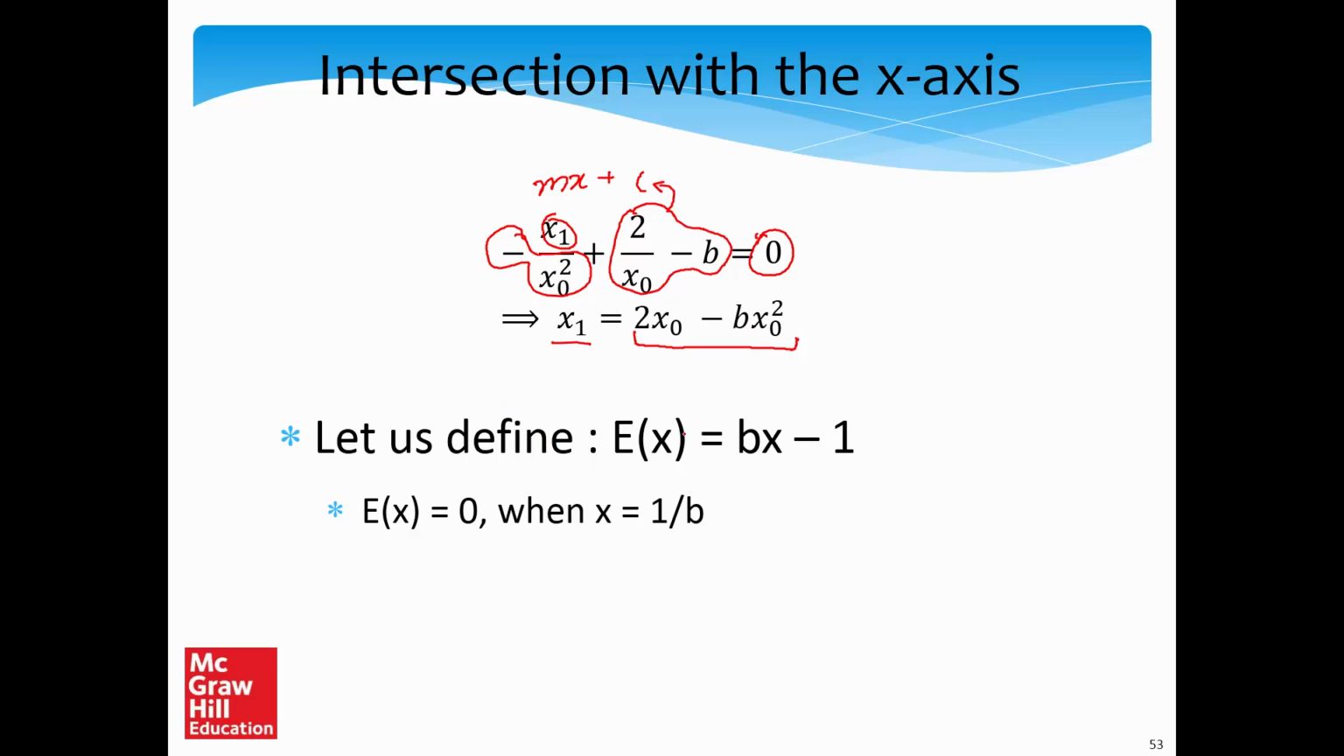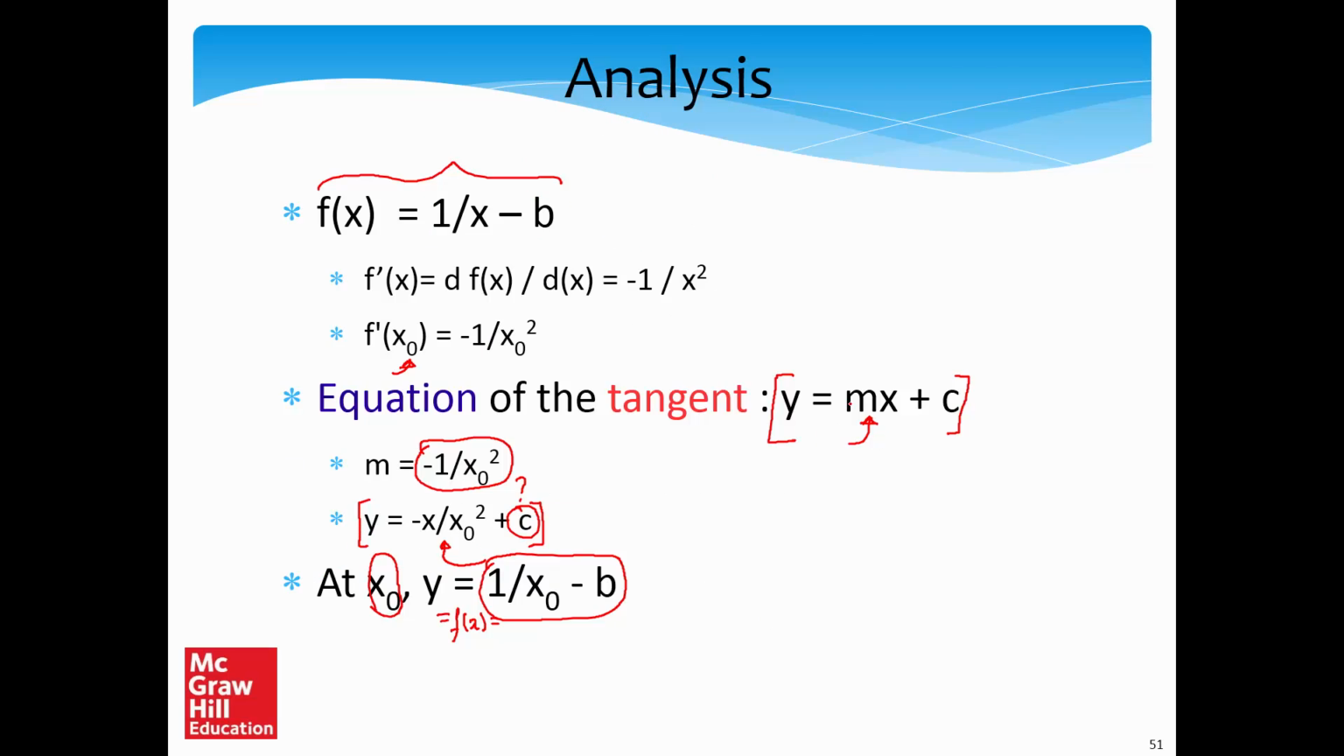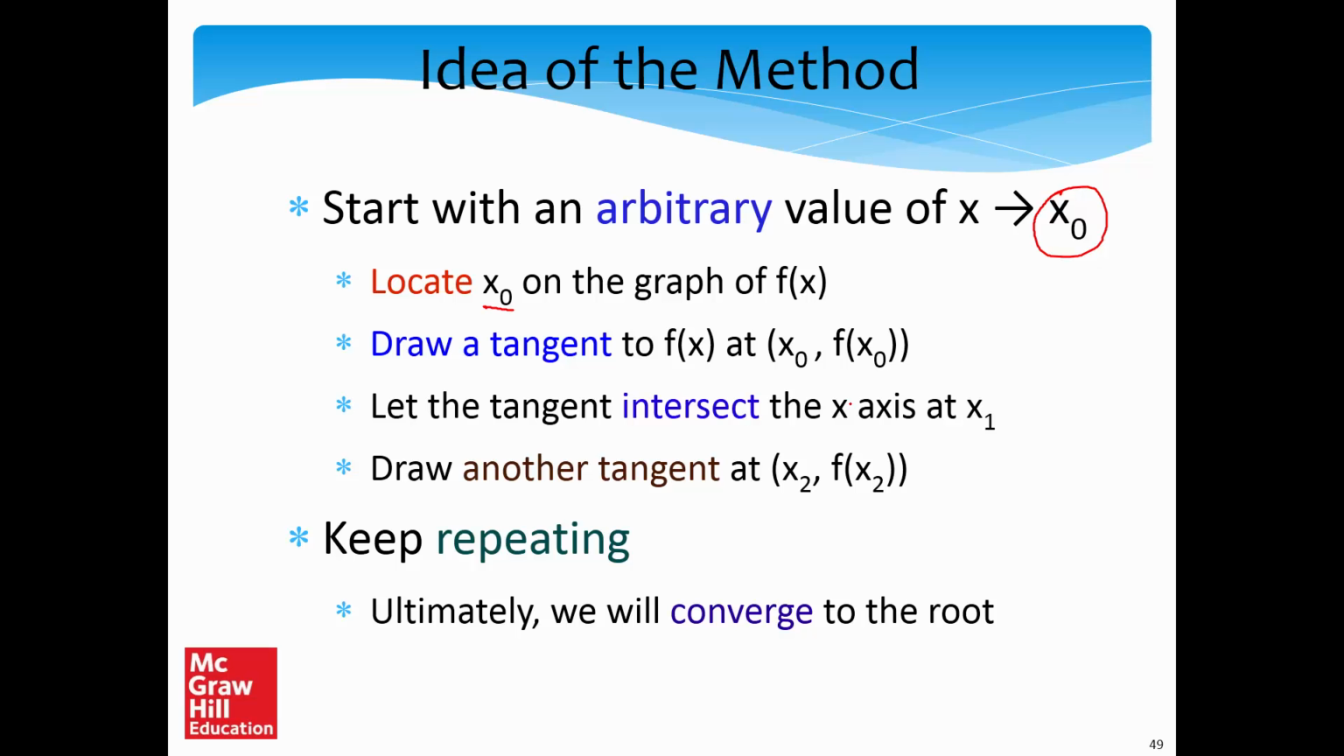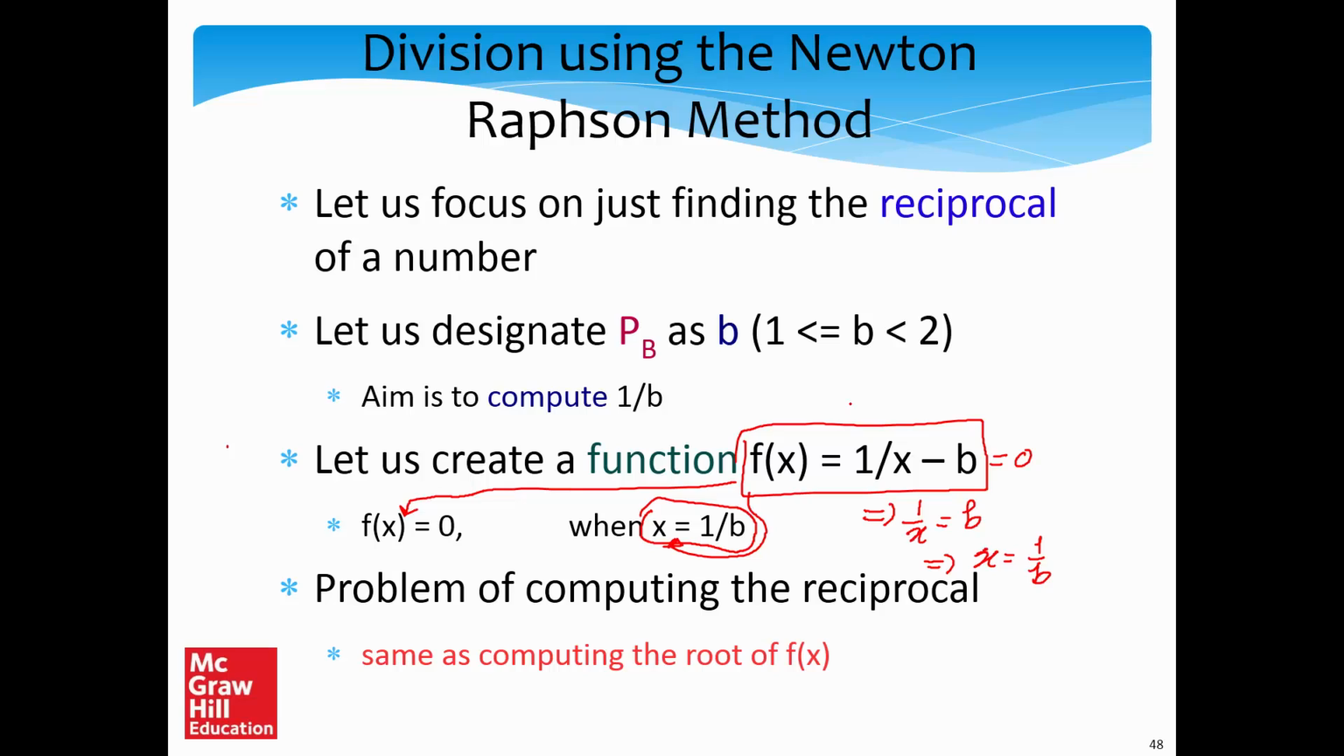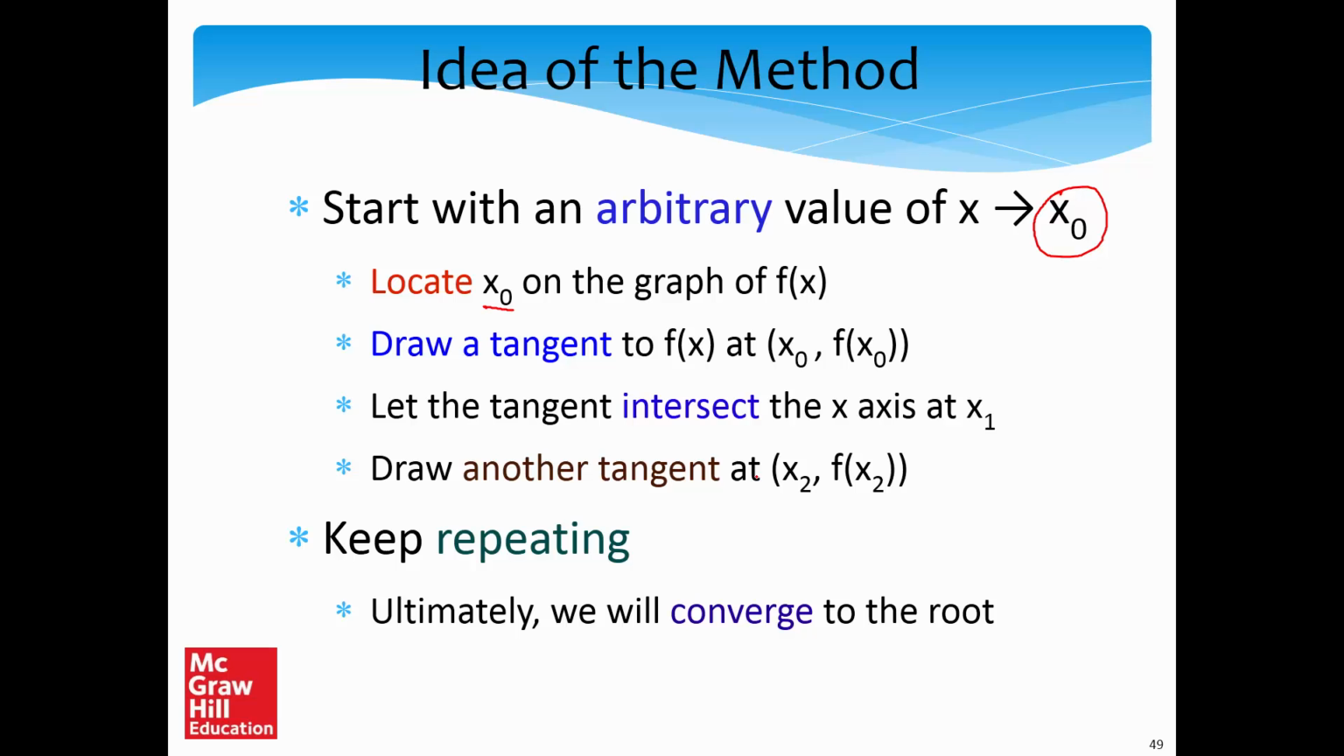Let us now define one more function called an error function. Recall that we have defined two functions arbitrarily; we have guessed, and we hope that it will help us. One such function that we had defined is f(x), which is 1/x - b. The insight here was that at the root of the function, when f(x) is 0, we will have x as 1/b, which is what we want to compute.